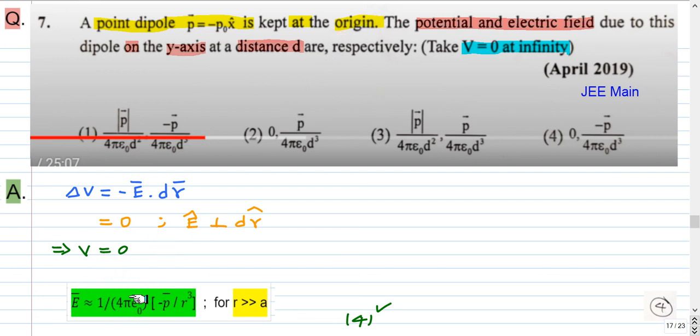Electric field, we can use the standard formula, which is 1 by 4 pi epsilon naught times minus p by r cubed. And here r is d. So the correct option is option D.